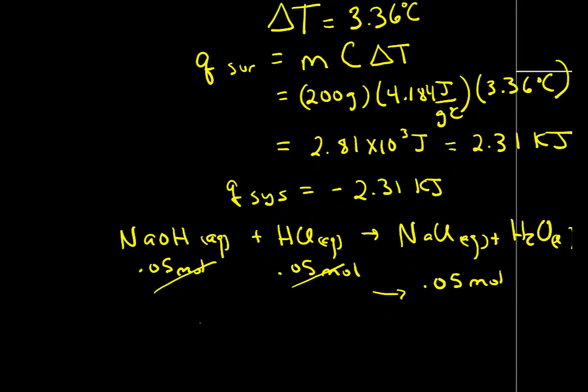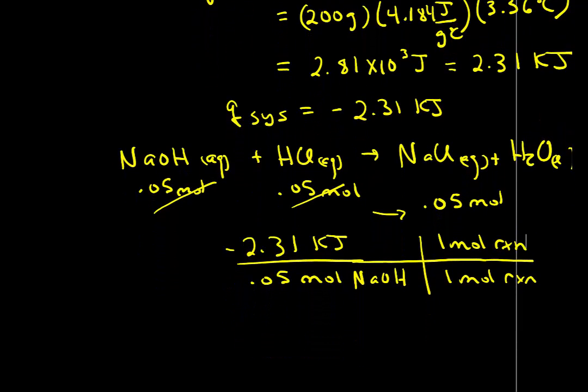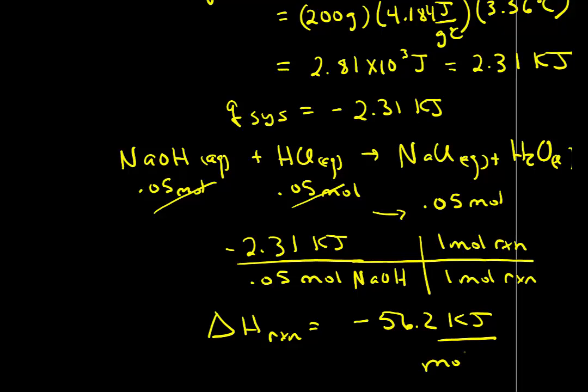So if we want to normalize per mole reaction, we can recognize that the 2.31 kilojoules of heat released was released for 0.05 moles of the reactant sodium hydroxide. And for every 1 mole reaction that we run, we react away 1 mole of sodium hydroxide. So we can normalize for this reaction in general that the change in enthalpy for this reaction is equal to negative 56.2 kilojoules per mole reaction.